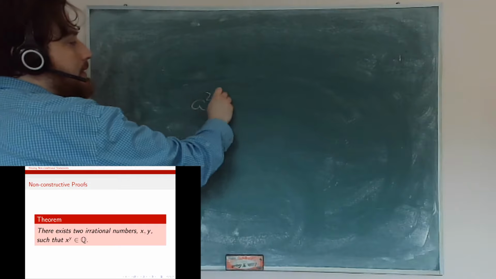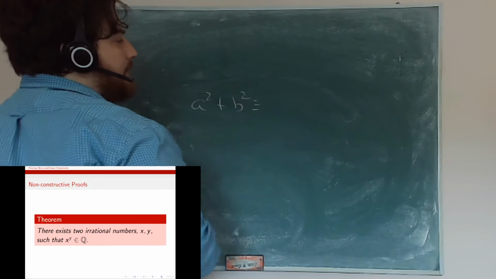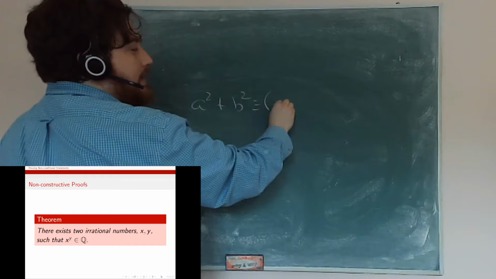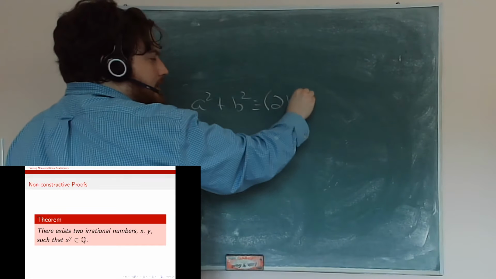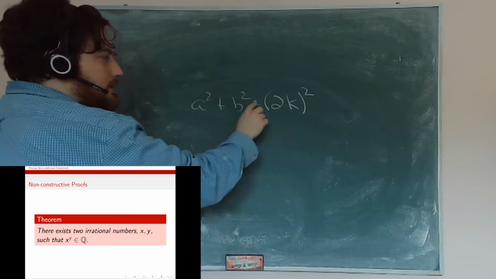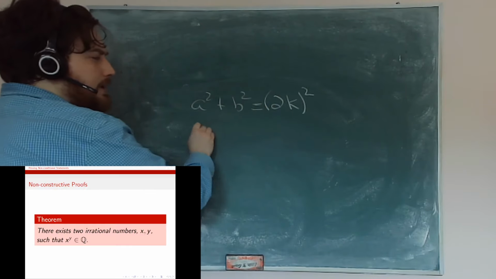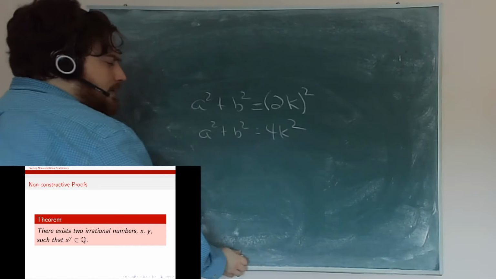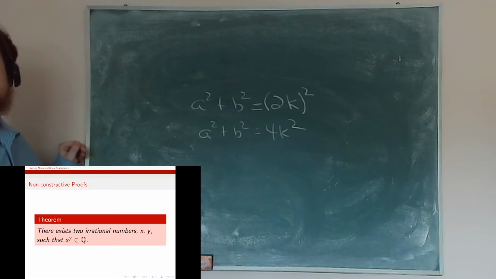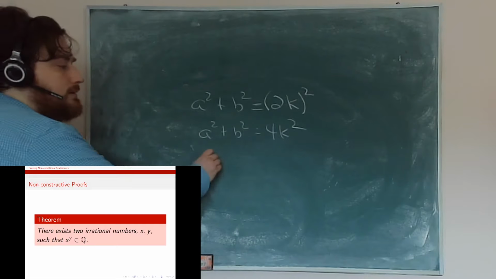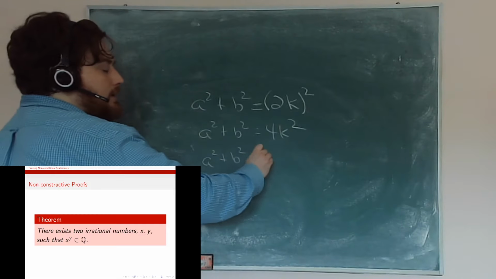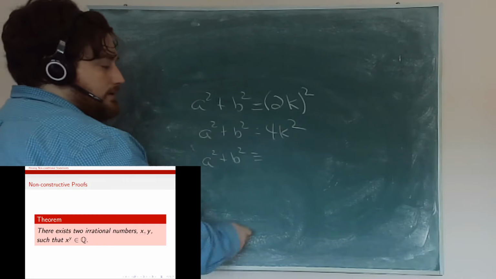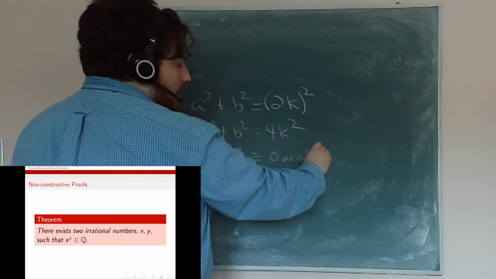So now what I get is a squared plus b squared is congruent to... c is even, so this would be 2 times k, squared. So a squared plus b squared is equal to 2k squared, which is 4k squared. Therefore, a squared plus b squared is congruent to 0 mod 4.